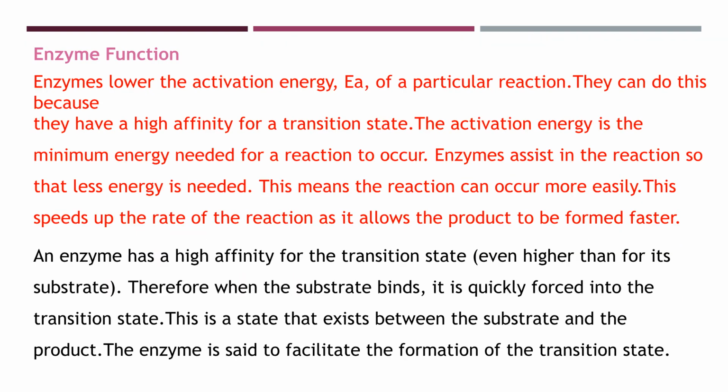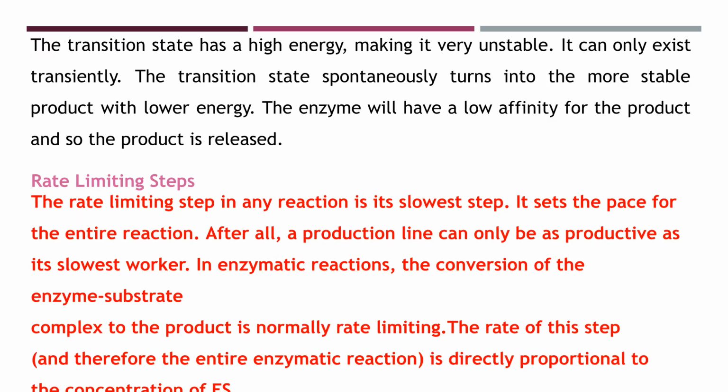Enzymes accelerate reactions by lowering the activation energy, having a high affinity for the transition state. This means less energy is required, allowing the reaction to occur more easily and quickly. The enzyme facilitates the formation of this transition state. The transition state is unstable and transiently converts to a more stable product, which the enzyme then releases.